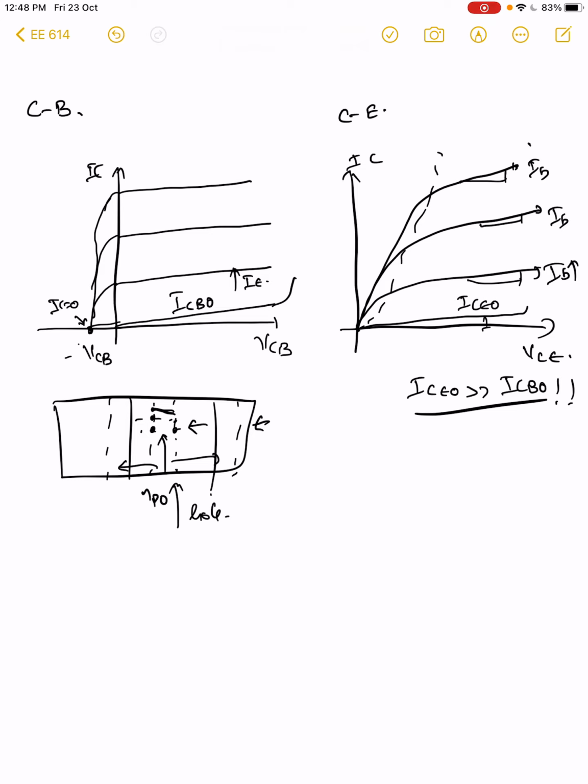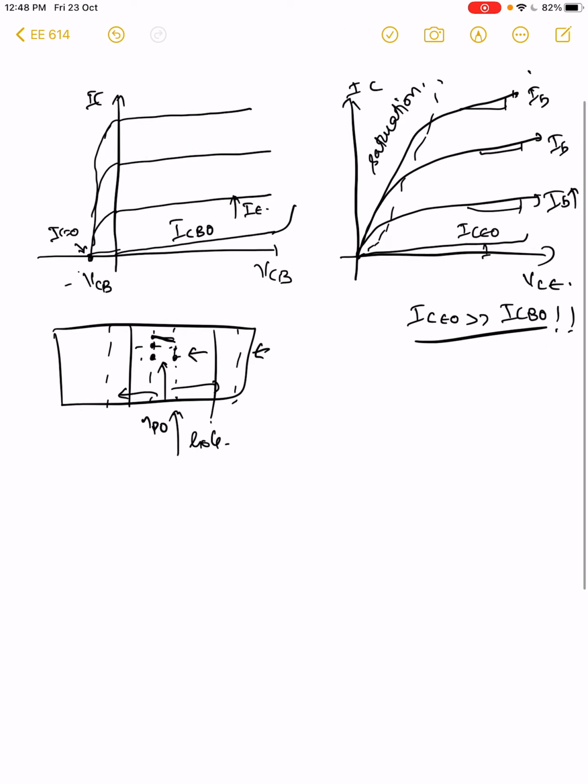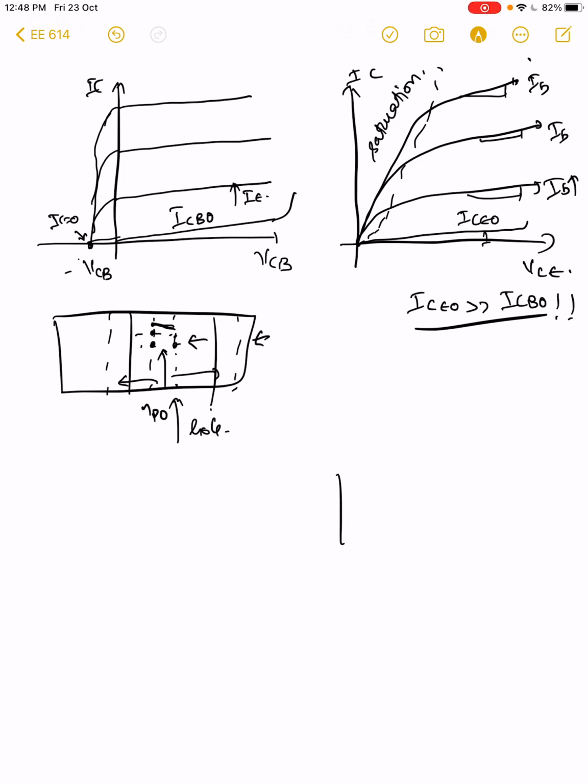And the reason why you have this parabolic change in the saturation, so this is your saturation region. Why is this true? If I increase the base current, I need to have a larger and larger collector potential to actually put it in saturation. Why? This comes from the way these are connected.